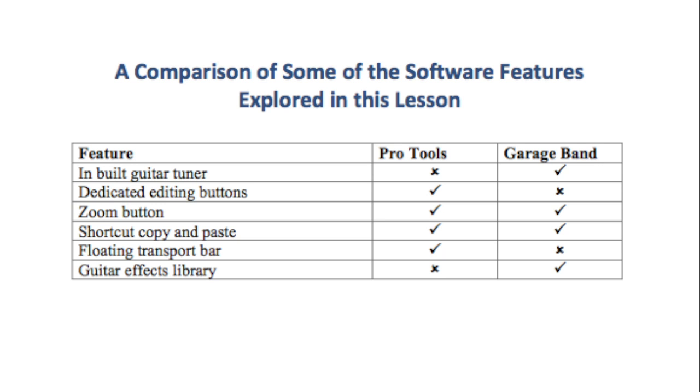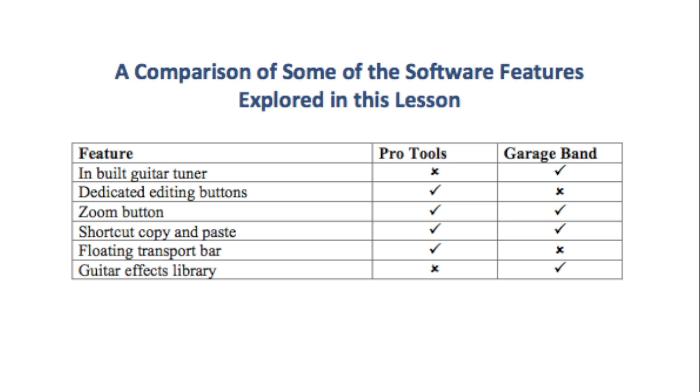Let's now look at a comparison of some of the features of these two pieces of software. GarageBand has an inbuilt tuner that enables you to tune your guitar. Pro Tools does not have this. Whilst both Pro Tools and GarageBand have editing functions, only Pro Tools has dedicated editing buttons that can be used, such as the trim tool, the grabber tool, and the highlighting tool. GarageBand has all these functions, but they are inbuilt into the mouse.